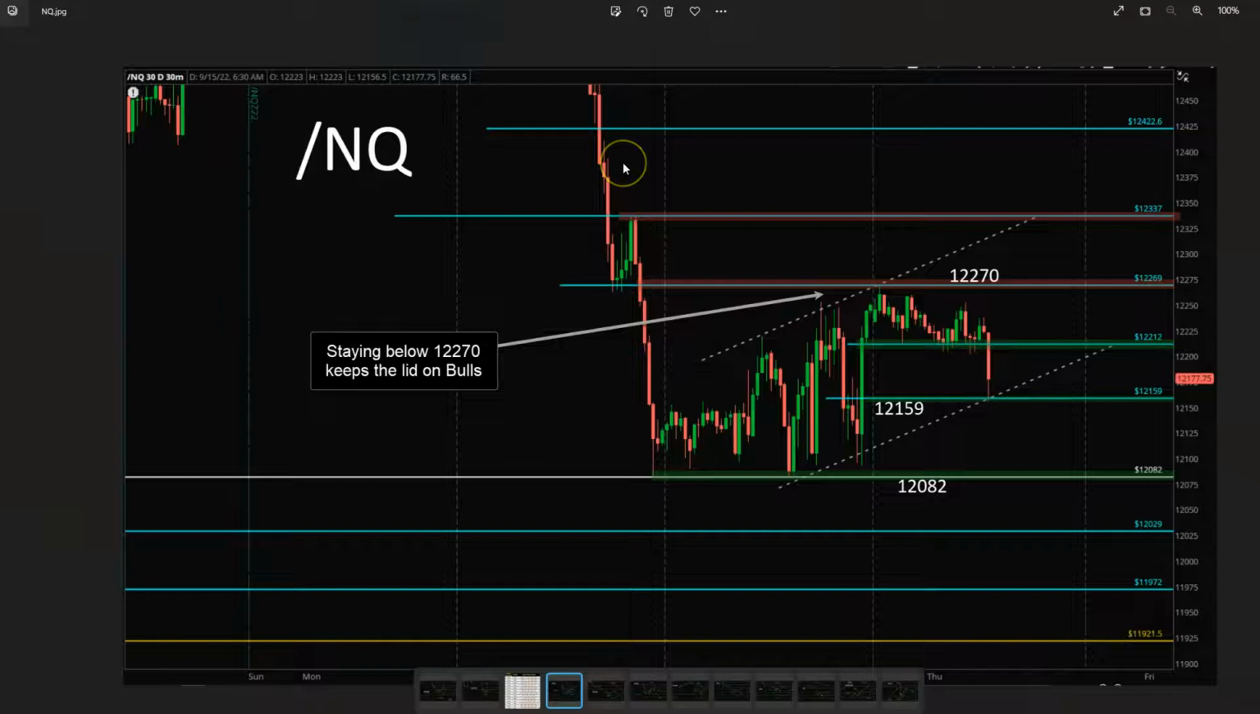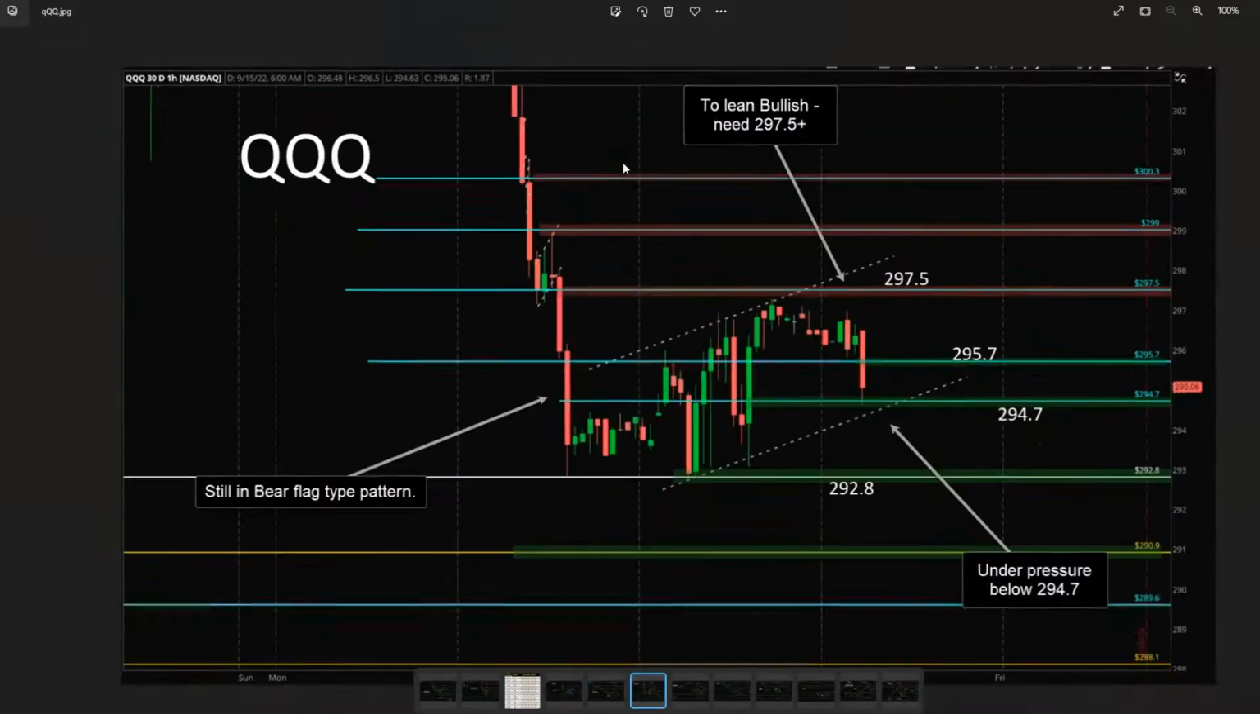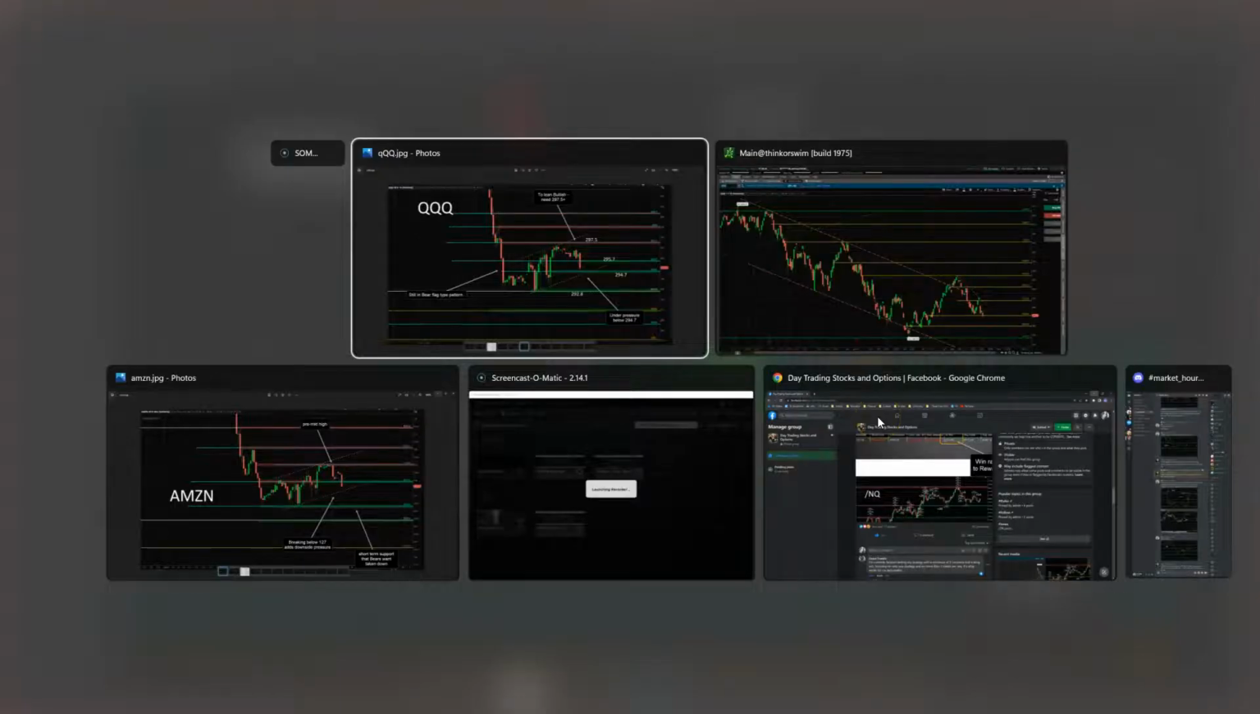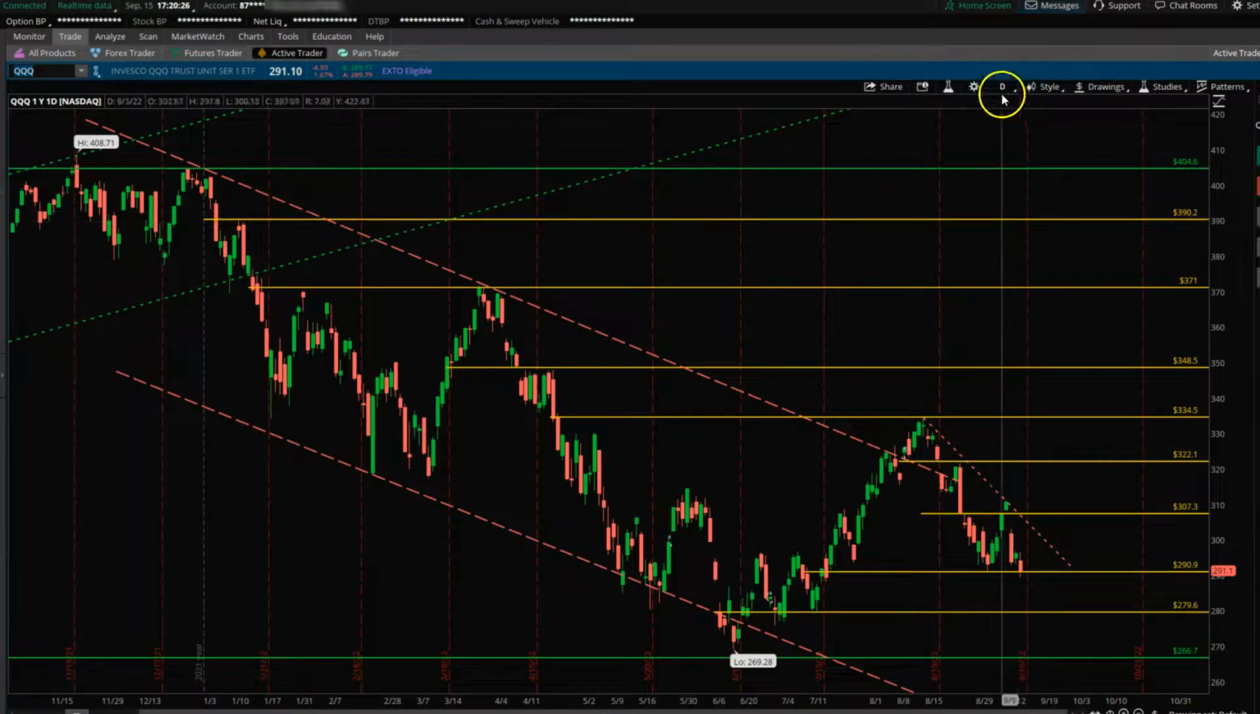There you go, right? So where is the QQQ? There's a chart of QQQ. So yes, we said no bullish unless above 297.5, remains under pressure below 295.7, and breaking down below 294.7 would have meant a potential breakout trade, right? Even if you don't want to trade that, at least you get the clue that the market is bearish as it's breaking down, right? So now let's go take a look at what happened in QQQ.